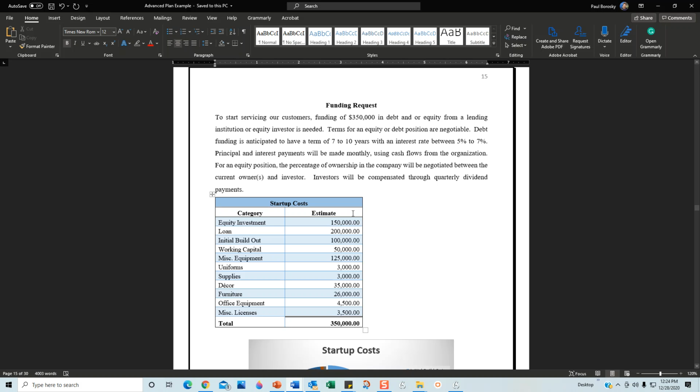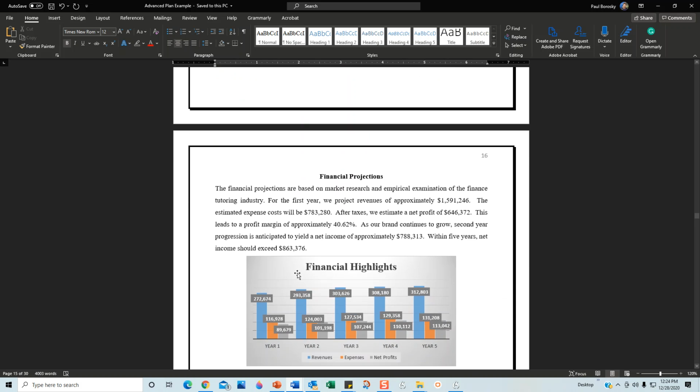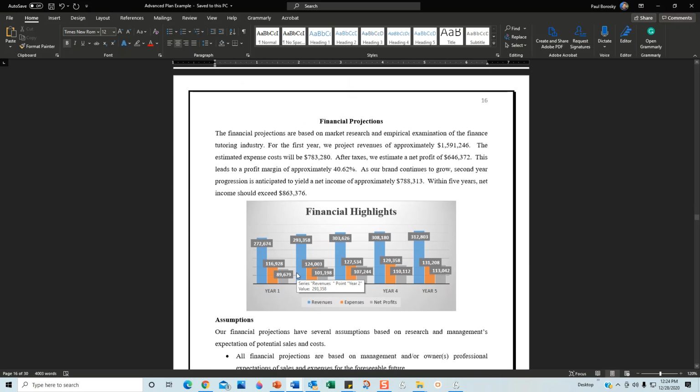So you're telling them where the money is going to be spent, but you're giving yourself a little wiggle room for that. And the next thing I'm going to do for the advanced plan is break this up into startup costs. I'm going to show where this money is going as percentages. And the next step is the financial projections.